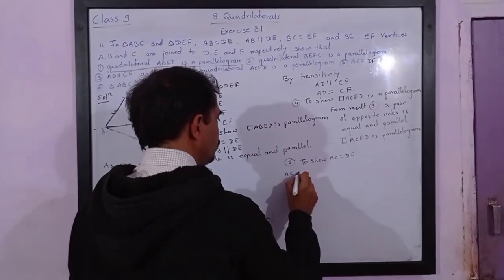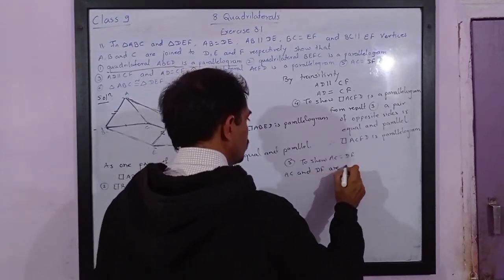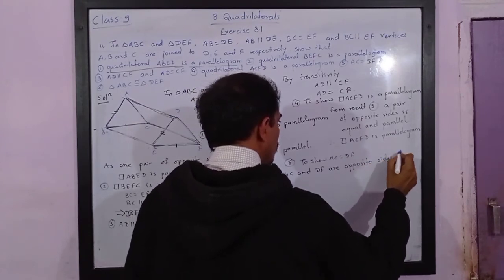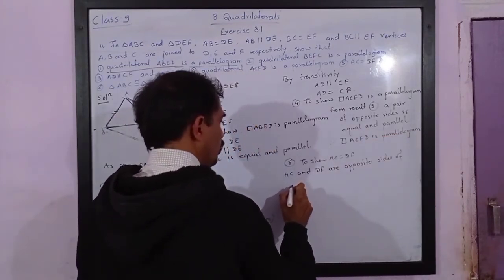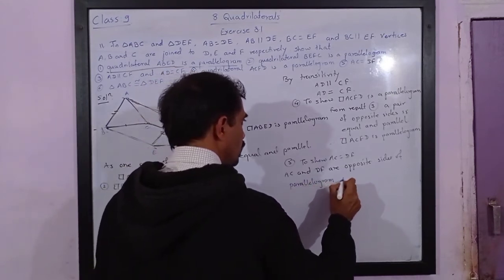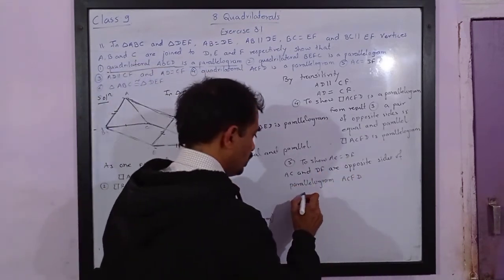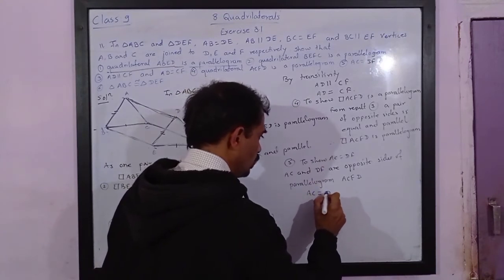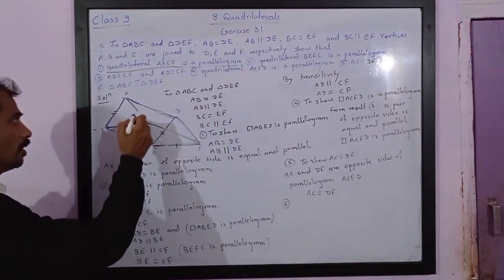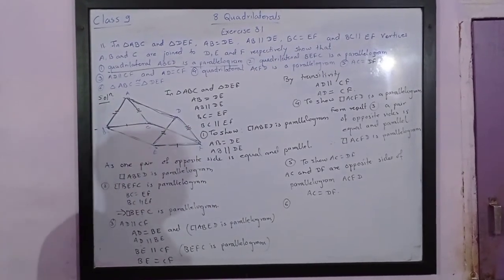AC and FD, or AC and DF, are opposite sides of parallelogram ACFD. Since they are opposite sides, they must be equal. Therefore, we get AC equals DF. So we have got AC equals DF.